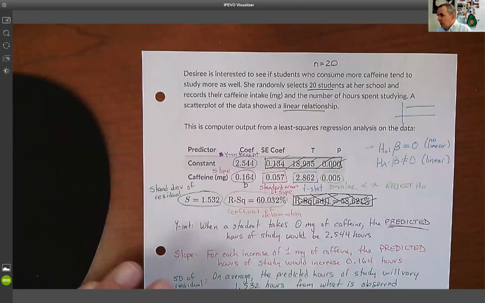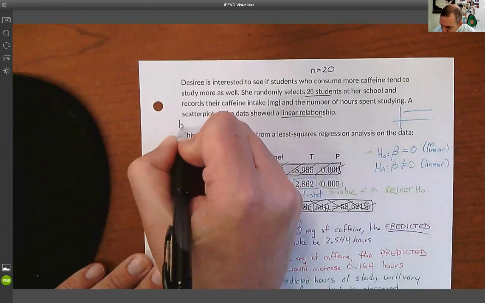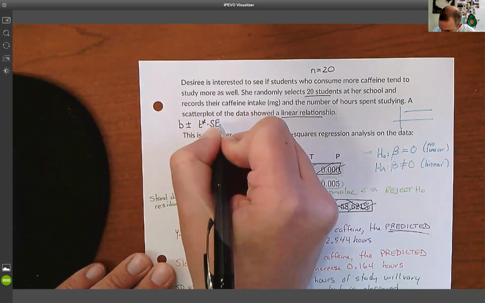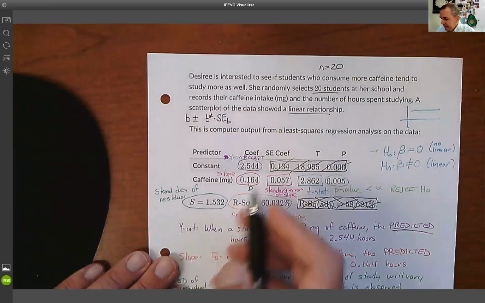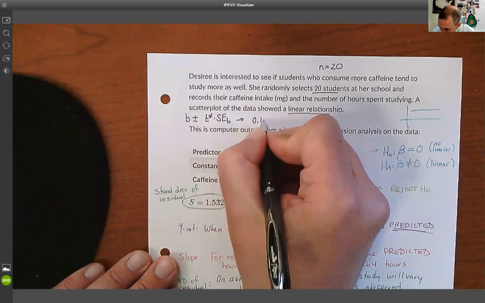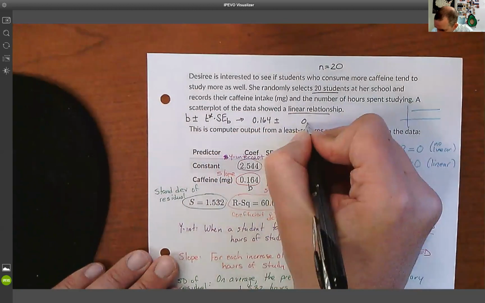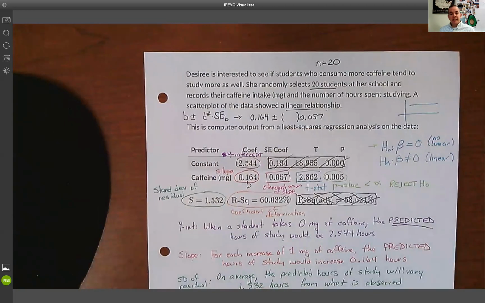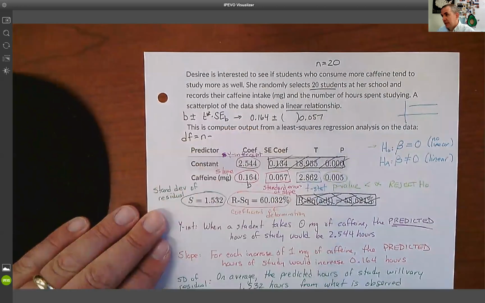Last thing I want to show you is how you get your confidence interval. Your confidence interval is going to be b plus or minus t star times standard error of b. So let me tell you, we got our b, 0.164. We got our standard error. We need our t star. And if you remember back to the beginning of when we did this for means, anytime we dealt with means, we dealt with the degrees of freedom, and every time the degrees of freedom was n-1.